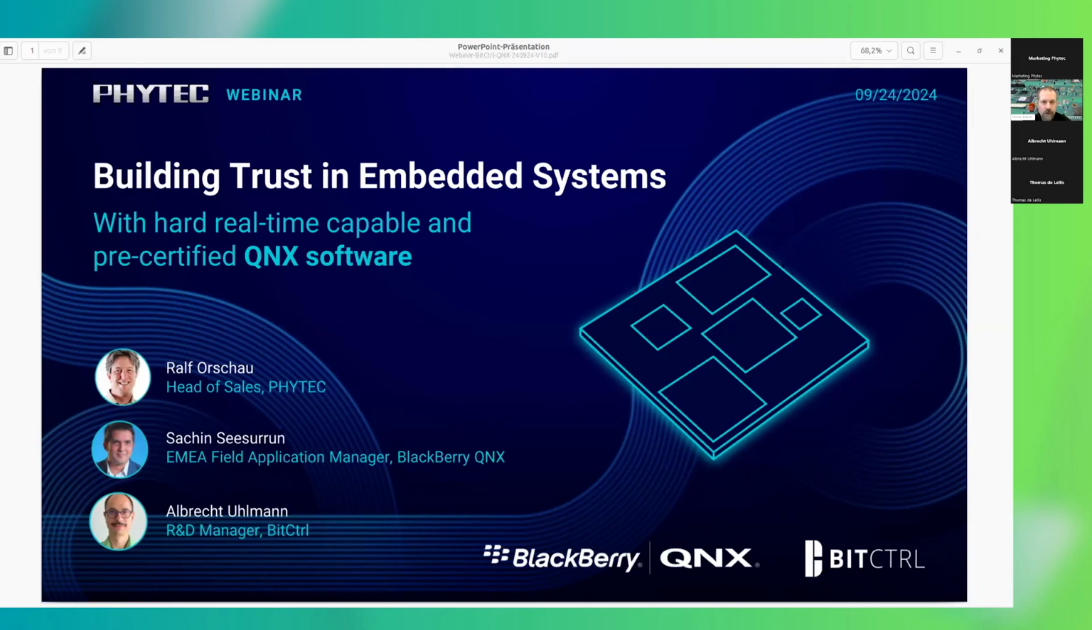We will give you an introduction about what is important when using QNX on Phytec hardware, what the advantages and disadvantages are. First of all, as you can see, hopefully you can see my slides.